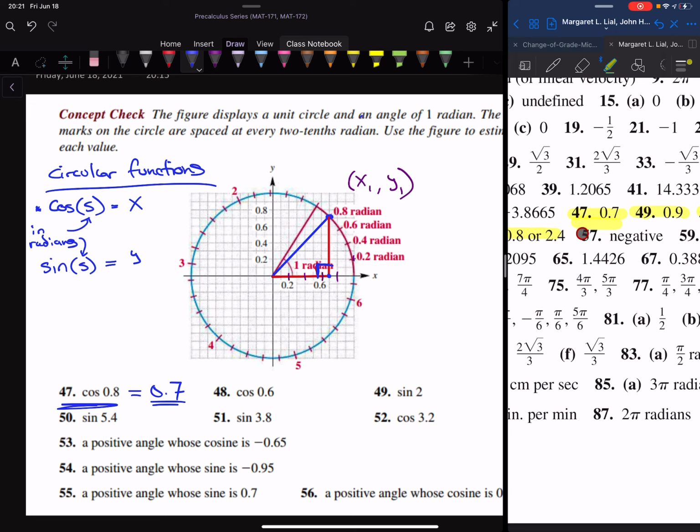If we did the same thing with, let's say, sine of 2 radians, this time I'm going to use a different color. We'll use brown. So where's 2? 2 is right there. In fact, let's use purple. 2 is right here. So there is a triangle.